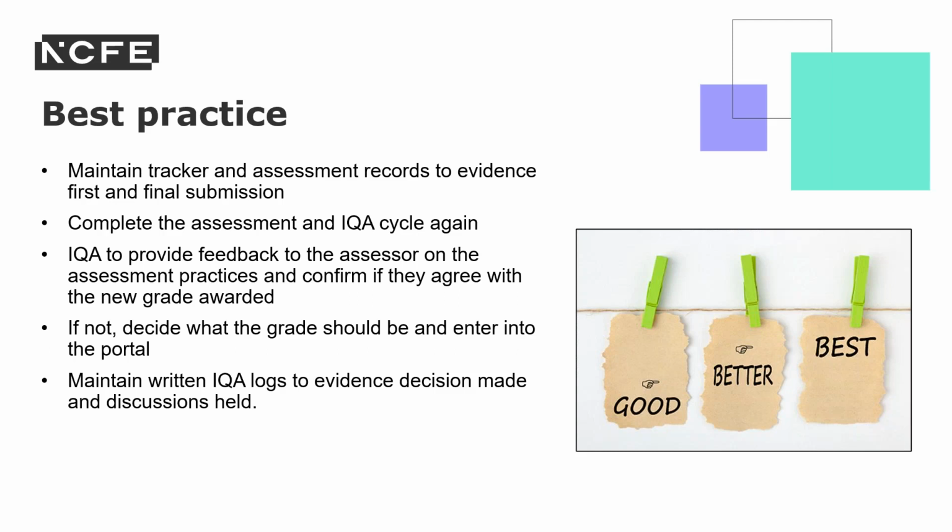When using resubmissions, you must ensure that you complete the assessment cycle again, so that includes feedback from the assessor, awarding of the grades, and that the IQA must be fully involved in the process as they would have been in the first submission. The IQA must once again provide additional feedback to the assessor on the assessment practice and confirm if they agree with the new grade that's been awarded. If they do not agree, then you should decide and provide standardisation and clarity of what the grade would be before you would enter it onto the portal.